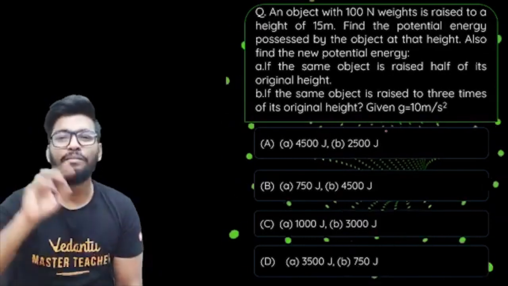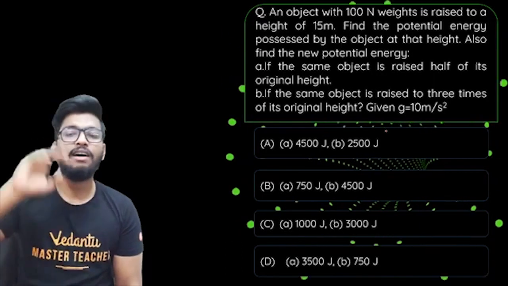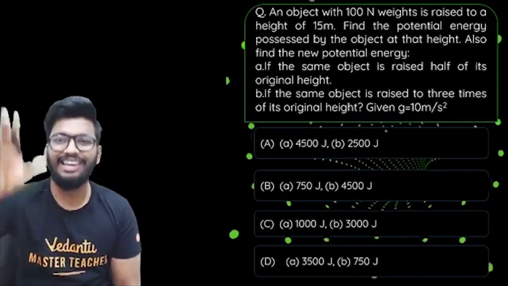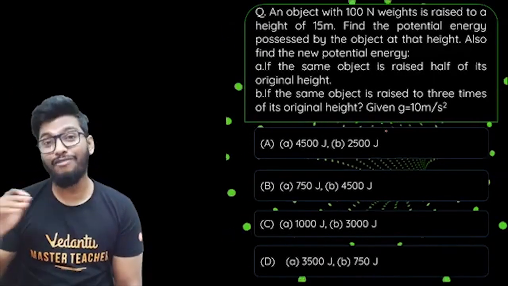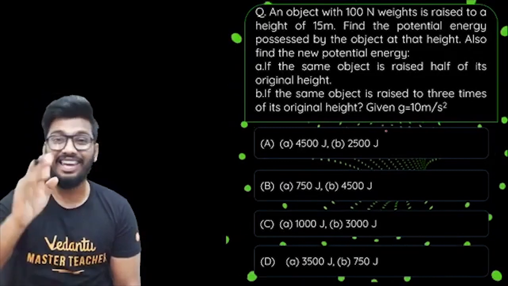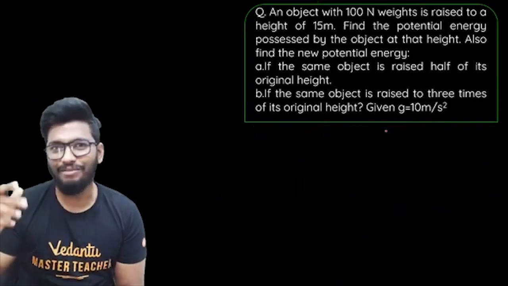All right. Here's another one. An object with 100 Newton weight is raised to a height of 15 meters. Find the potential energy possessed by the object at that height. Also find the new potential energy if the same object is raised half of its original length, and if the same object is raised 3 times its original length, given that g is equal to 10 meter per second square. Whoa! I love this question. Let's try to do this.